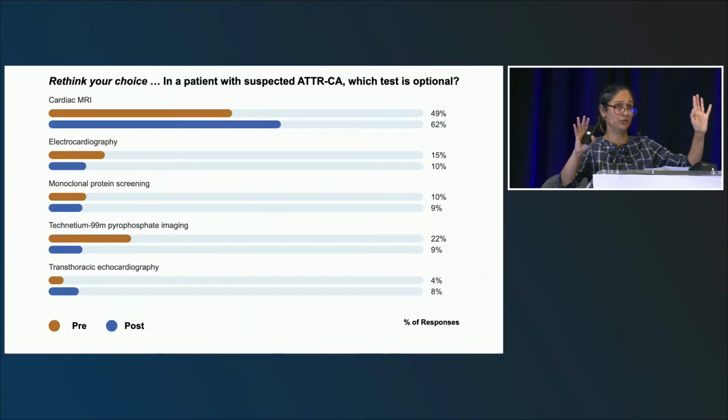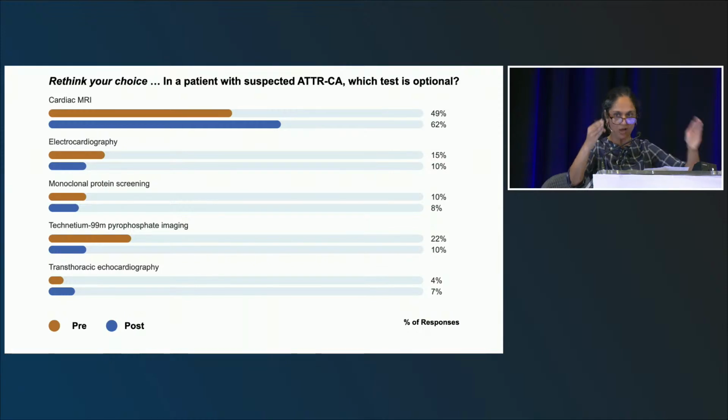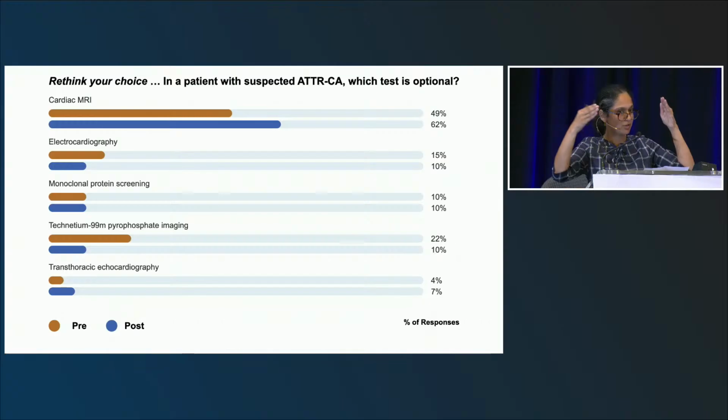Please, MRI mafia, don't come after me. But I'll say this. It is useful if your differential is broad. I don't know if this is sarcoid, amyloid, hemochromatosis, HCM, myocarditis, or pericardial constriction. If my differential is that broad, I want that MRI. But if the patient has bilateral carpal tunnel, older, then I'm going to go straight to the keys, which are the technetium scan and the echo.